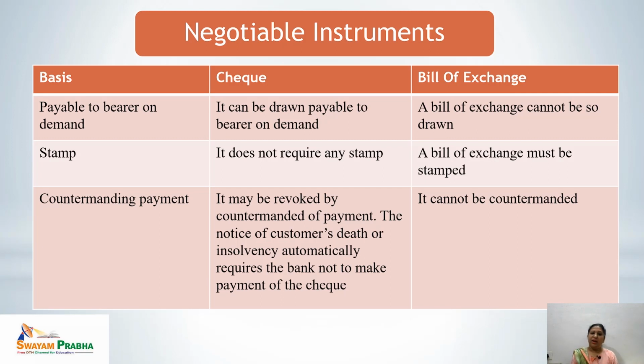Countermanding payment. It may be revoked by countermand of payment. The notice of the customer's death or insolvency automatically requires the bank not to make payment for the check, but the bank should receive such information before the payment of the check. But in case of a bill of exchange, it cannot be countermanded.